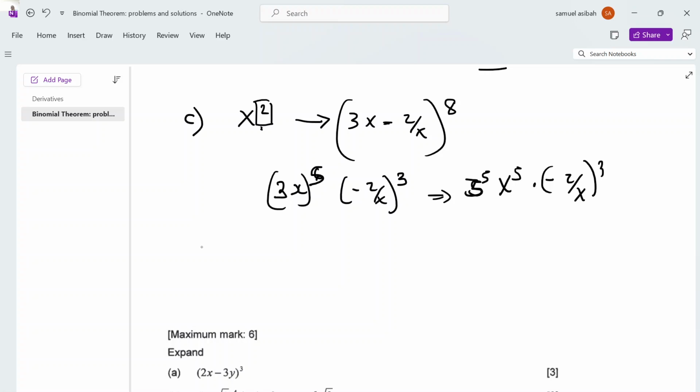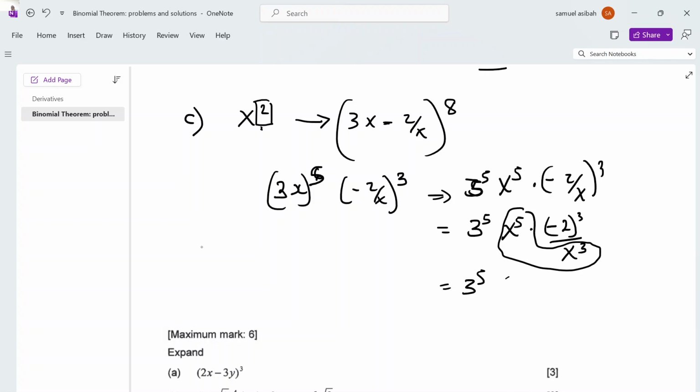So this one gives you the leeway to do the question so easily. Let me expand it here so that you can see. The numerator will be negative 2 cubed, and the denominator will be x raised to 3. When you divide, you remain with 3 raised to 5, then negative 2 raised to 3, then x raised to 2. So this power 2 is what they are asking for here.